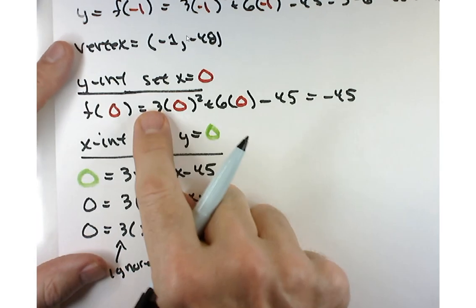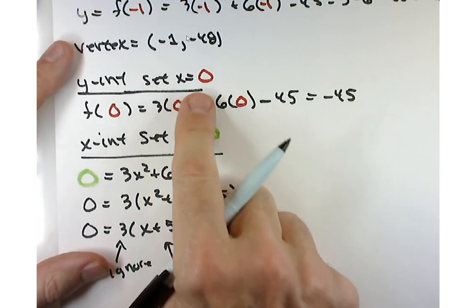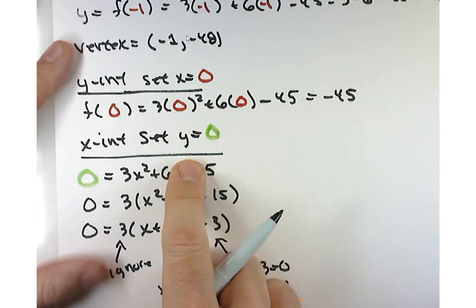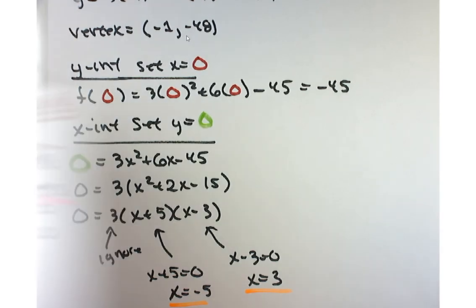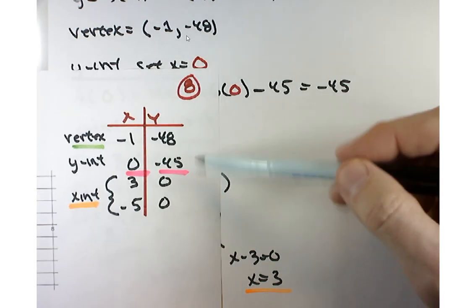Great. You follow it up with the x-intercepts and the y-intercept. The y-intercept, you set x equal to 0. The x-intercepts, you set y equal to 0 and solve. Everyone's happy. You get this selection of points, etc.